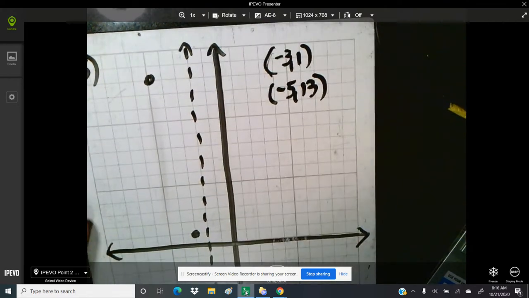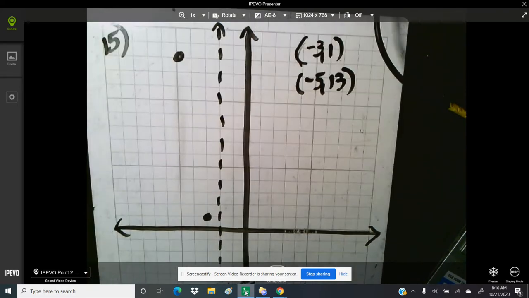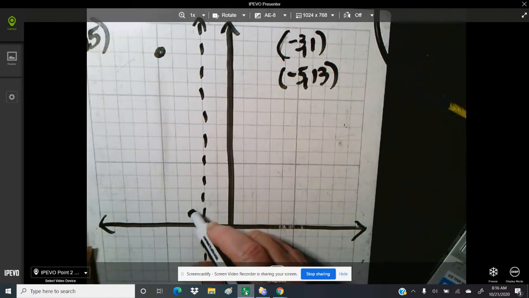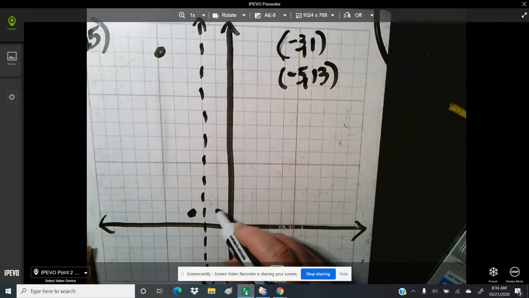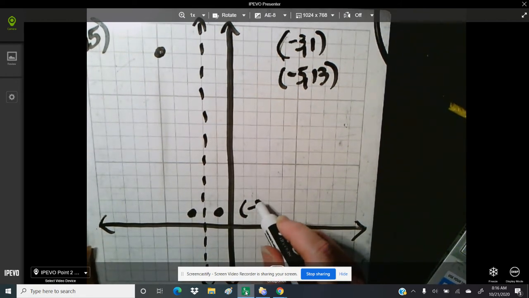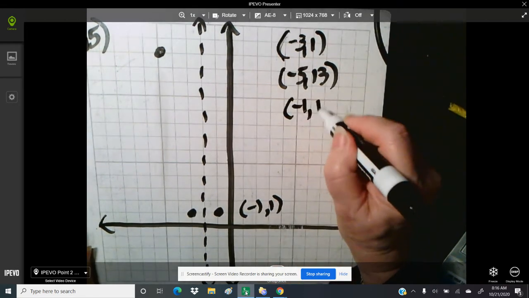And if you remember, in order for me to find the equation of a parabola, I need to have 3 points. Well, I know a parabola is symmetrical. So if this point is here and the axis of symmetry is here, I know there has to be another point here. So I know there has to be another point at (-1, 1). So I can add that to my list.